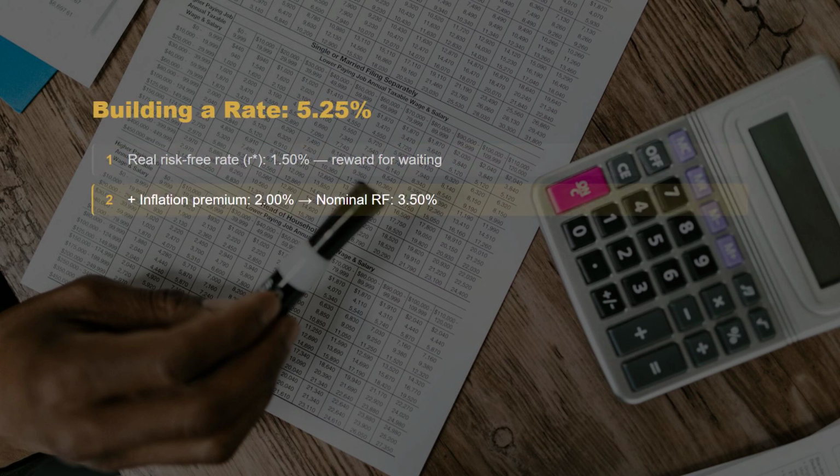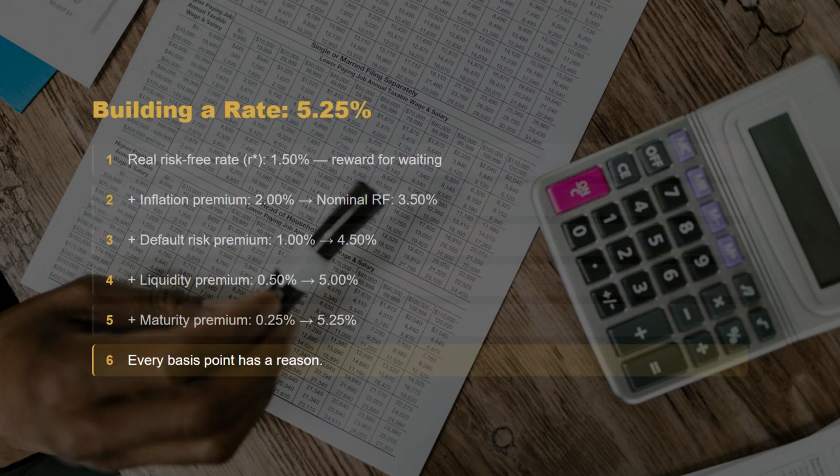Let us build a real interest rate from the ground up. Step 1. The real risk-free rate is 1.5%. That is just the reward for waiting. Step 2. Add the inflation premium. Investors expect 2% inflation this year. Now we are at 3.5%. This is the nominal risk-free rate, roughly what a T-bill pays.